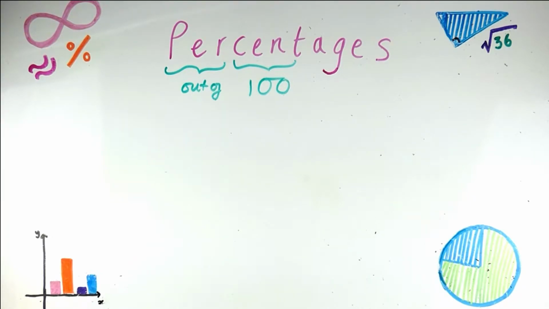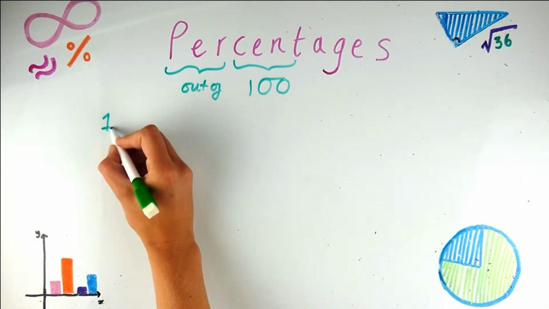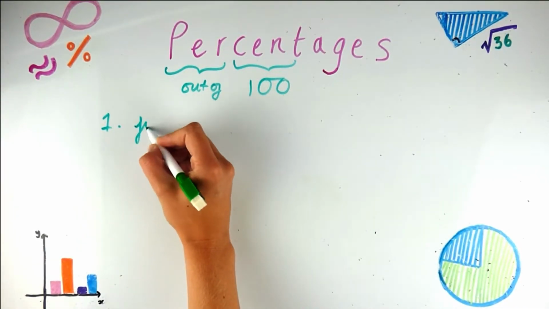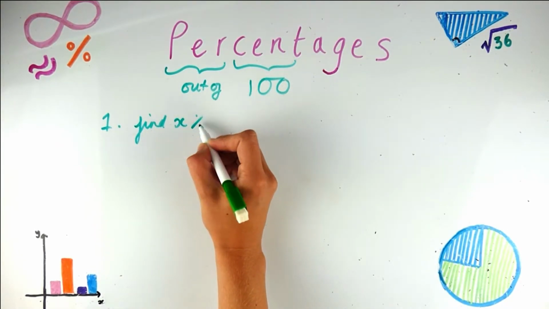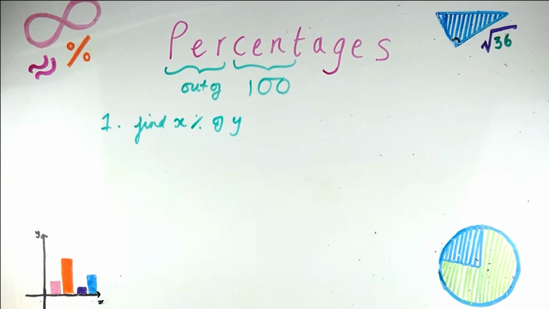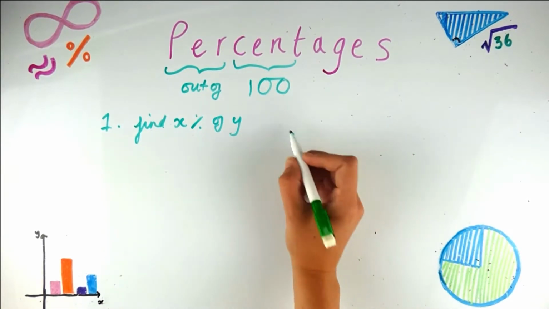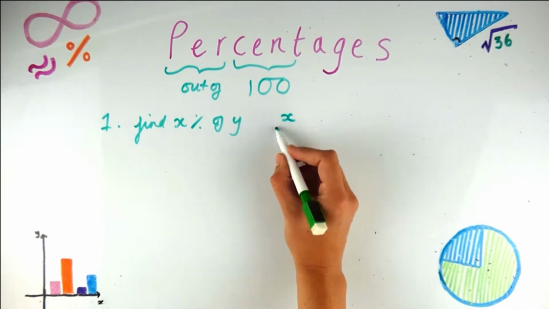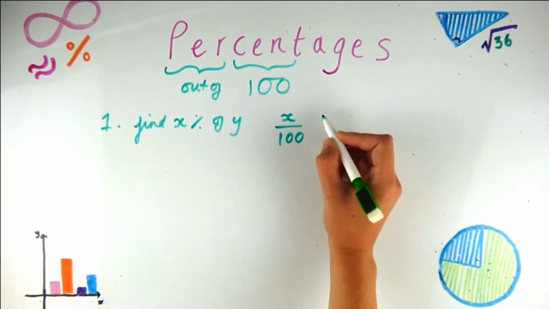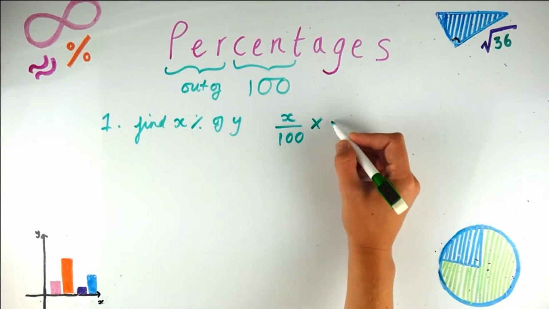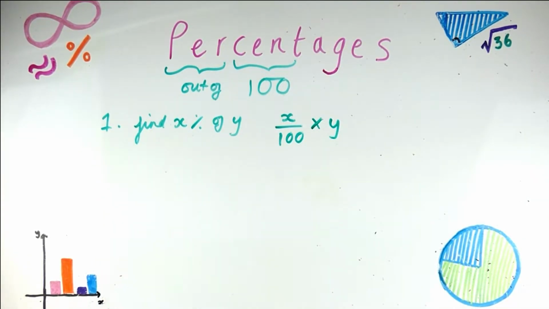I'm just going to go through these different types, explain what they are and how to work them out, with some examples. We'll start with number 1, which is a question: find X% of Y. To work these out, you've got your value X, percent is out of 100, so divide it by 100, and the "of" you multiply by Y. That's the general formula.